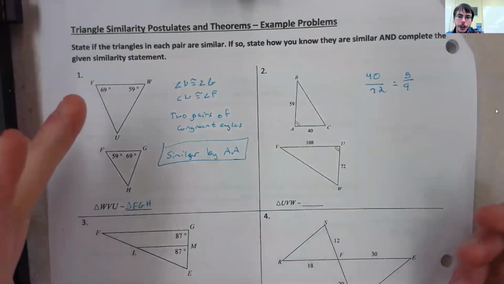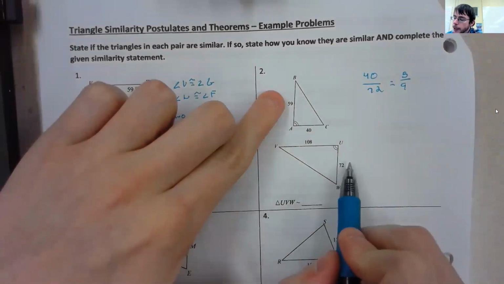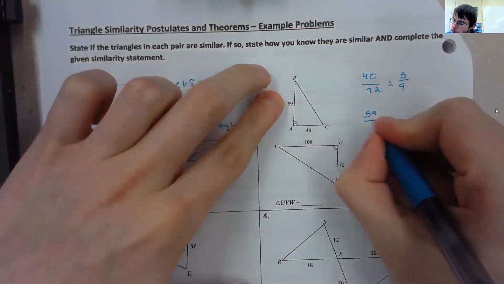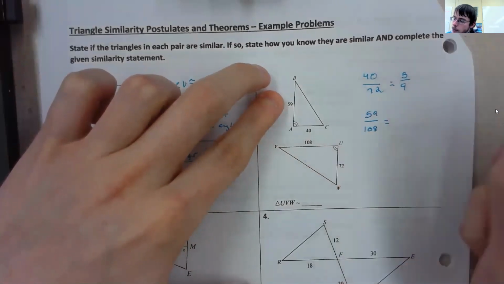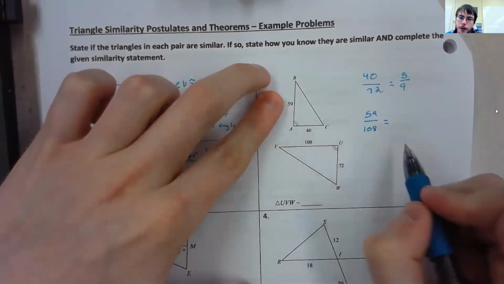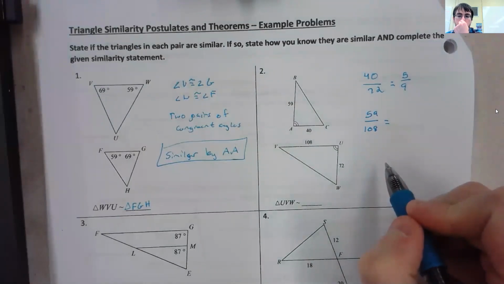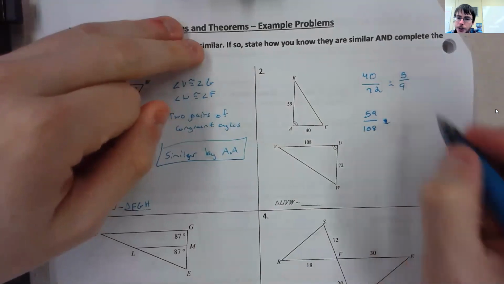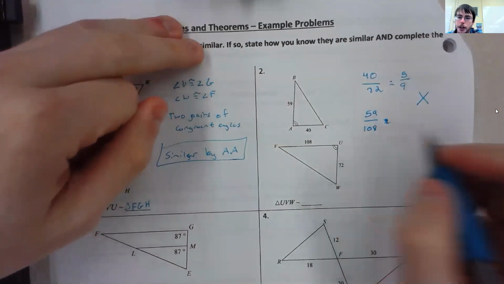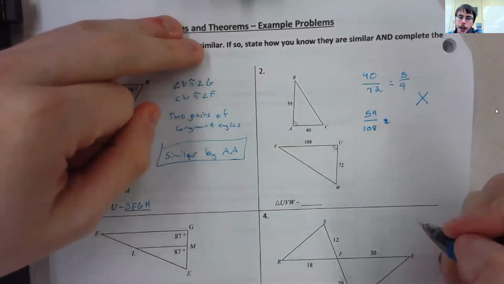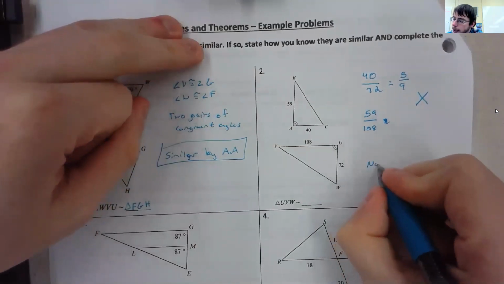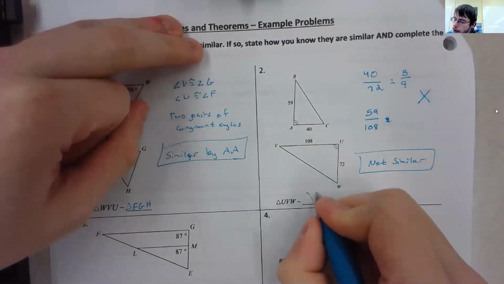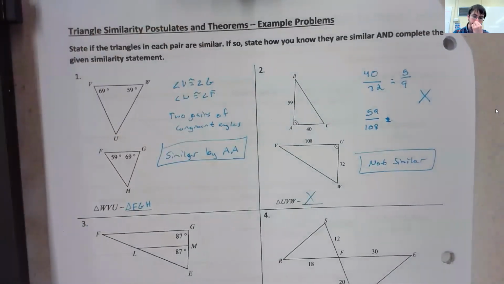That's just one ratio though. What we need to do is we need to see if the other one is equal to this. So we take 59 over 108. And this doesn't actually simplify. If you plug this into Desmos or your calculator or whatever else, it doesn't actually simplify. 5/9 is not equal to 59 over 108. Since the sides are not proportional, we can say that this is not similar. And if they're not similar, you don't do the similarity statement.